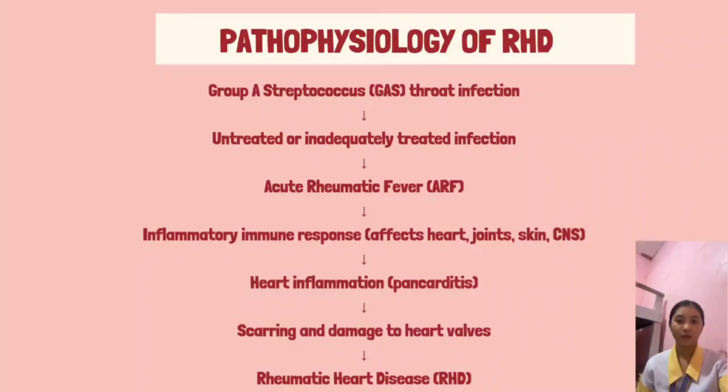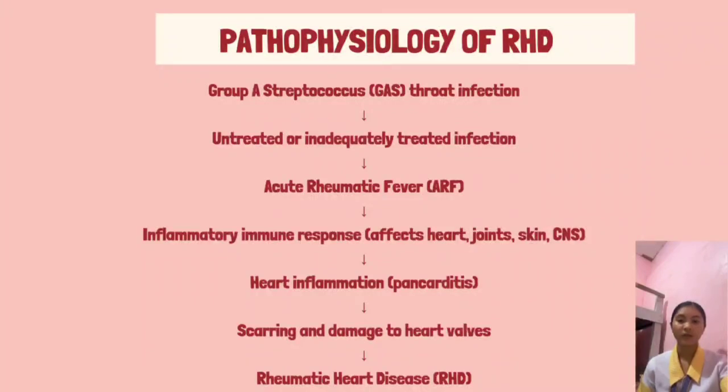Then, acute rheumatic fever. So acute rheumatic fever is an autoimmune reaction that occurs 2 to 4 weeks after a GAS throat infection. It happens because the immune system mistakenly attacks the body tissues, particularly in the heart, joints, skin, and the central nervous system. So this misdirected immune response is thought to be triggered by molecular mimicry, where the immune system confuses the body's tissues with the bacteria due to structural similarities.